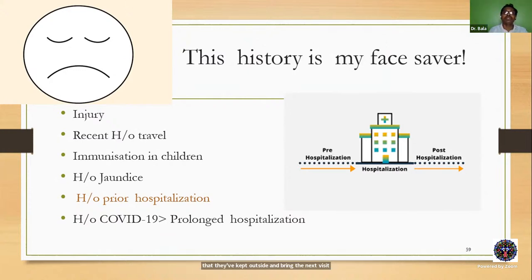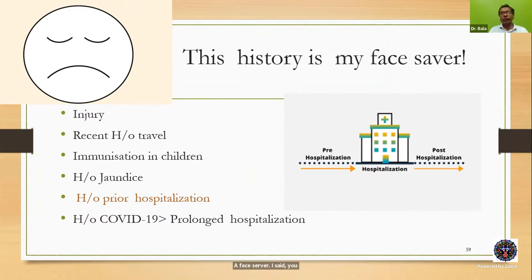Why is it important? Because if you forget to take, or overlook some of the history, and this is the age where patients go for medical jurisprudence, at least you can say that I have asked this question, and that you did not divulge, or you did not have the correct details. All this could act as a face saver, suppose the diagnosis is incorrectly established. So have a face saver as a clinician.